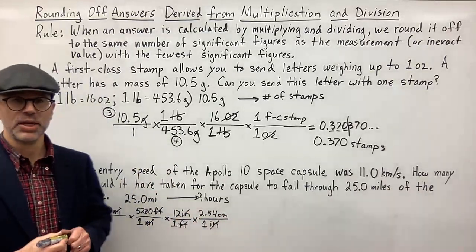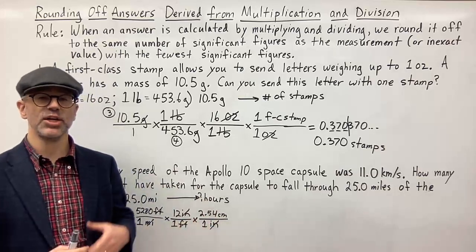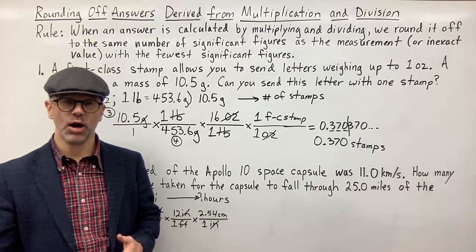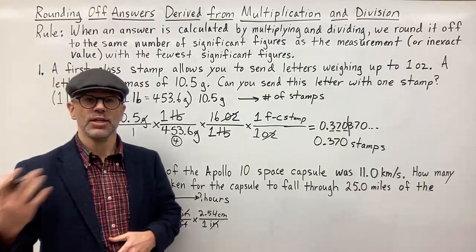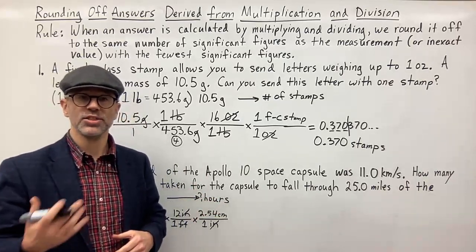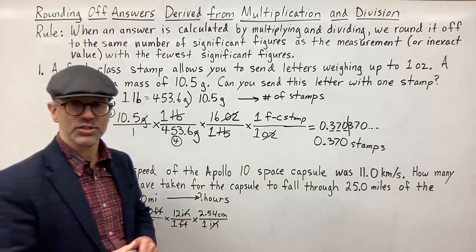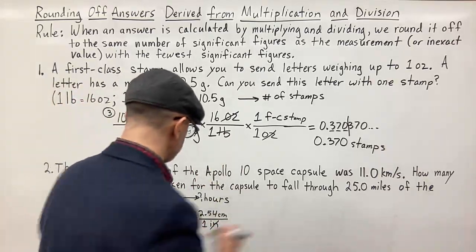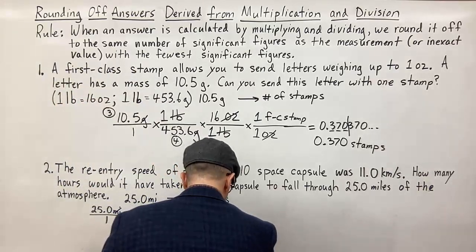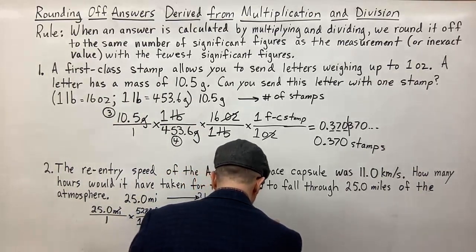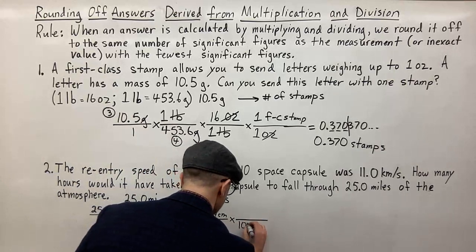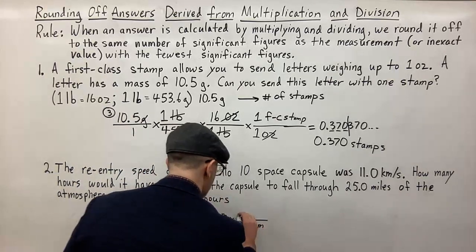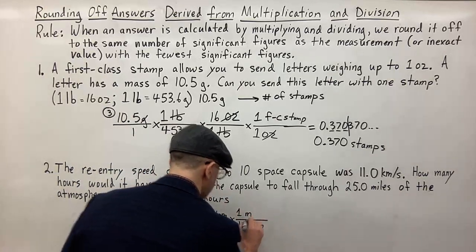Now that I have centimeters, I can convert that to meters because I know 1 meter is equal to 100 centimeters, or 1 centimeter is equal to 0.01 meters, or 1/100th of a meter. So either way works. So I'm going to put centimeters: 100 centimeters on the bottom, 1 meter on top.